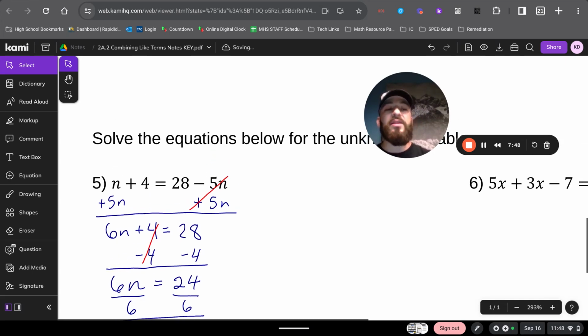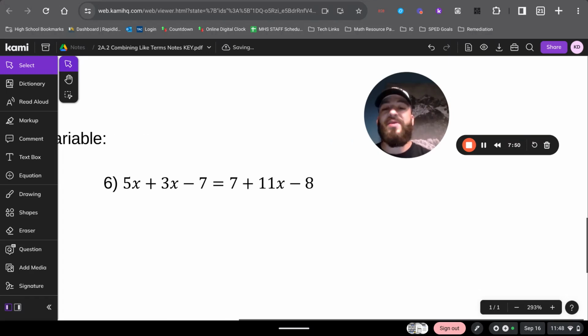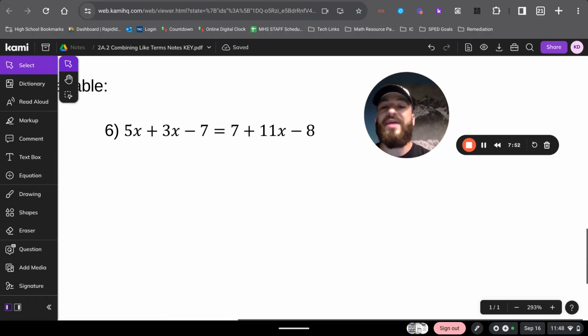Okay. Now, a little bit different on number 6. On number 6, we have 5x plus 3x minus 7 is equal to 7 plus 11x minus 8. And this time, we have multiple terms on each side. Not only that, we actually have like terms on each side of the equation. So remember, we can only have like terms on the left side of the equation or the right side. We cannot have like terms across our equation.